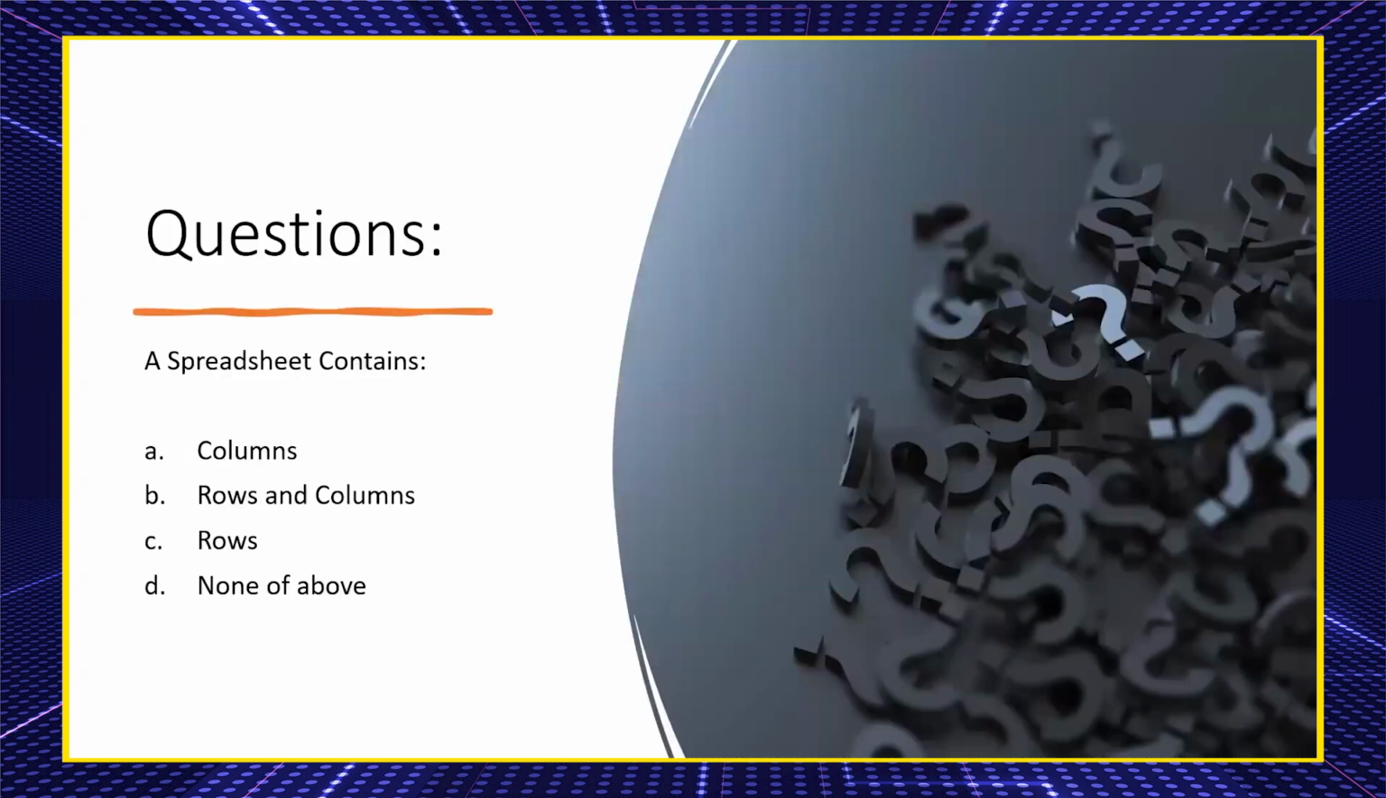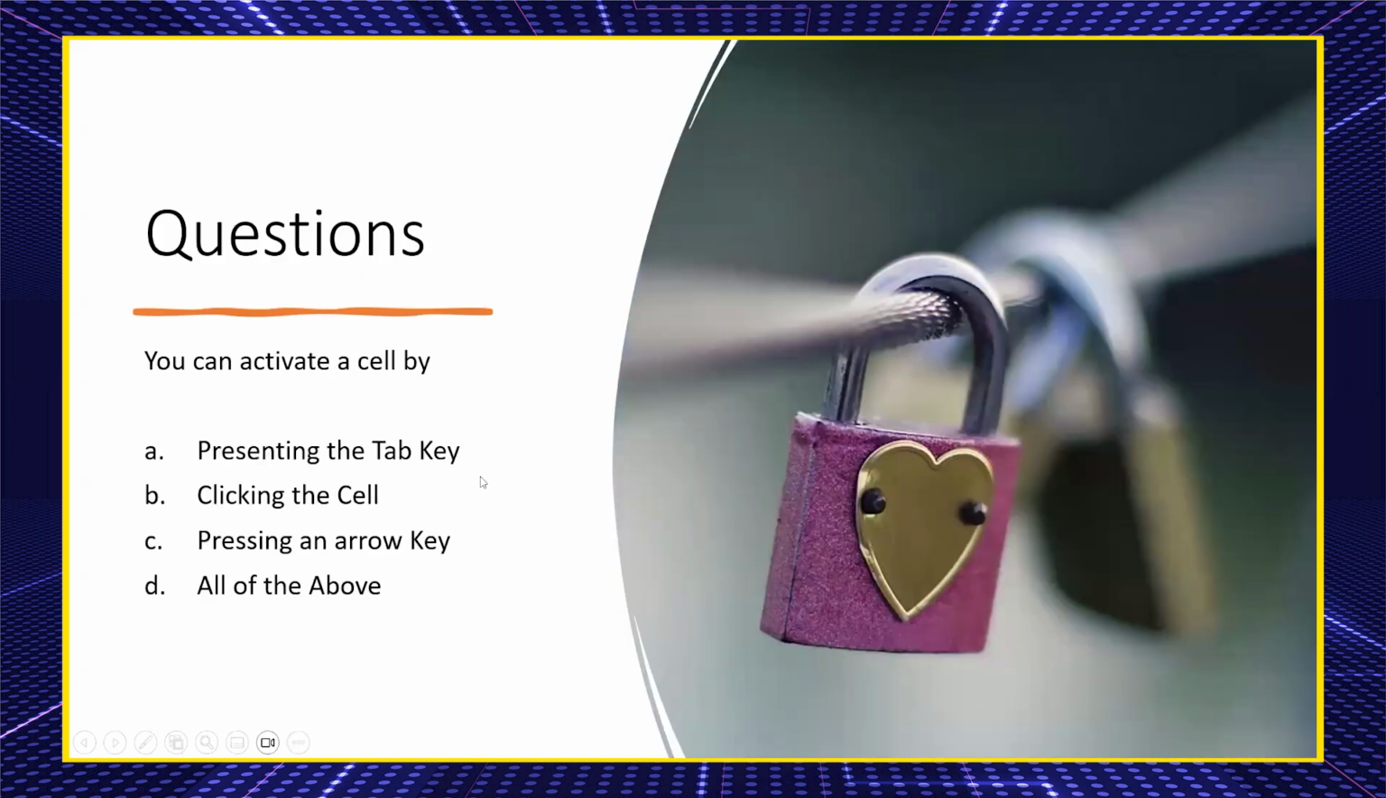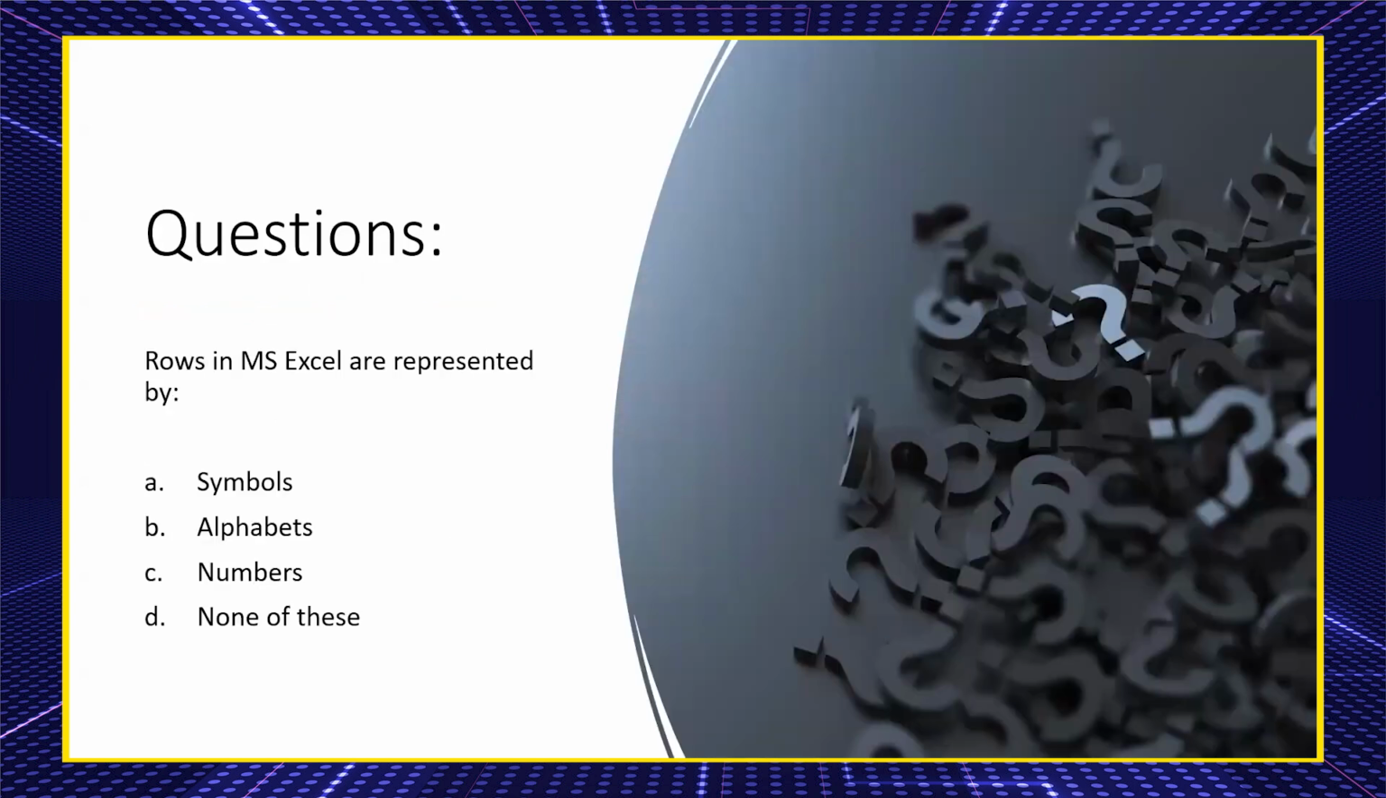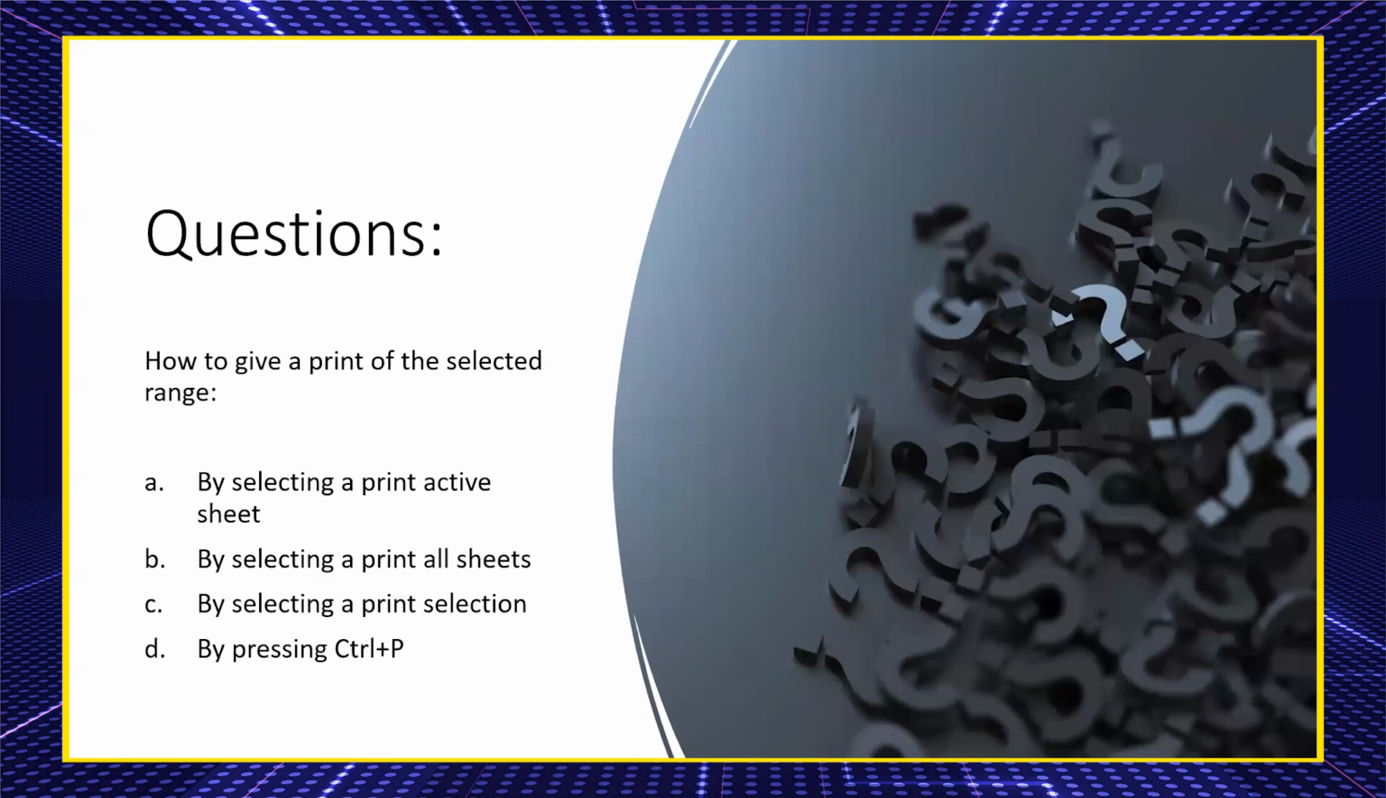What do you mean by spreadsheet? Collection of rows and columns. You can activate a cell by pressing the Tab key, clicking the cell, or pressing an arrow key. All of the above. Rows in MS Excel are represented by numbers, columns by alphabets. How to print the selected range? By selecting the print selection.